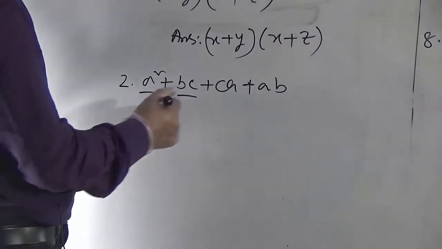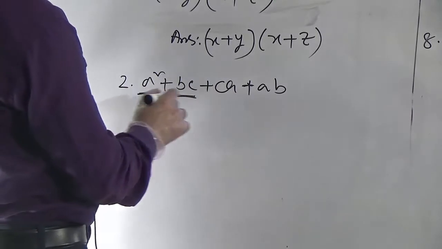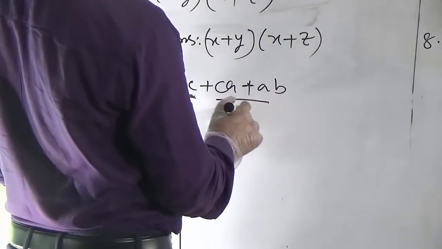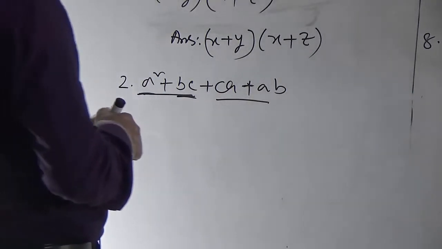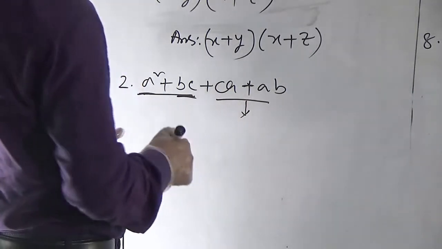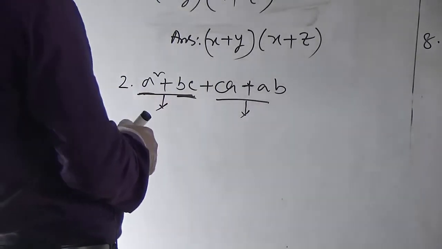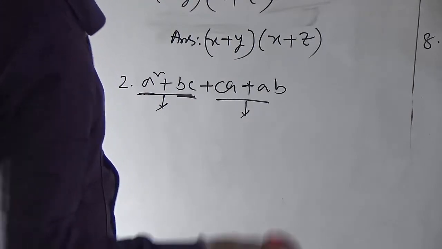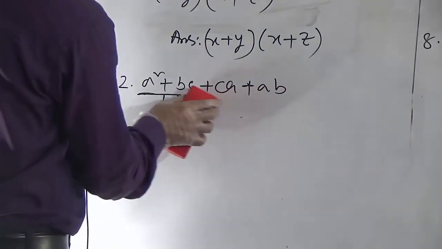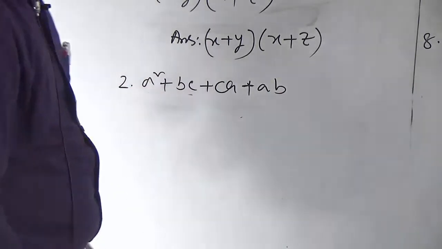We have to consider 2 terms. Here is a square, here is bc, no common factor among these 2 terms, but here is a common factor a. But if we take a from these 2 terms, we will not get a common factor here. So we have to arrange these terms so that we can take common from each pair.